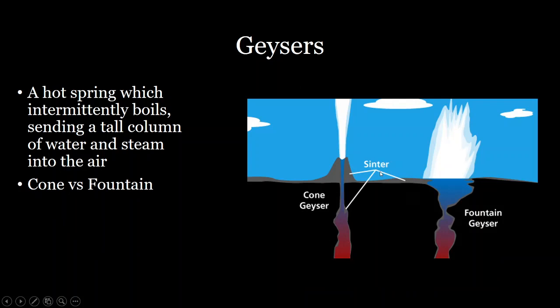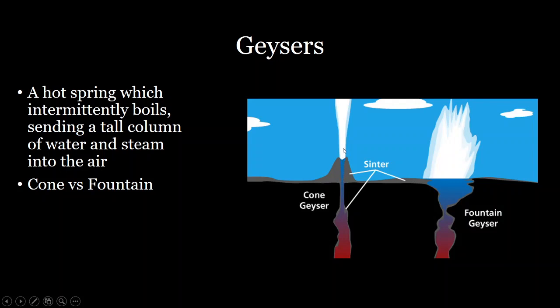There are two different types of geysers. There's cone geysers and there's fountain geysers. Old Faithful being a good example of a fountain geyser. A cone geyser forms when you have high mineral concentrations in the water that's coming out of the ground. And as a result, you have deposition that occurs as the water comes up.